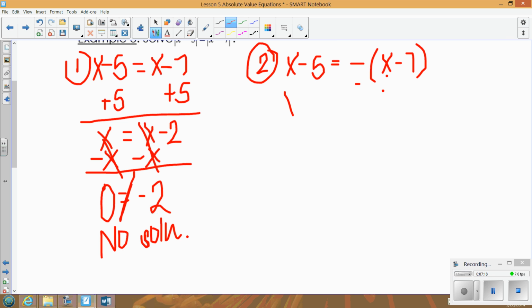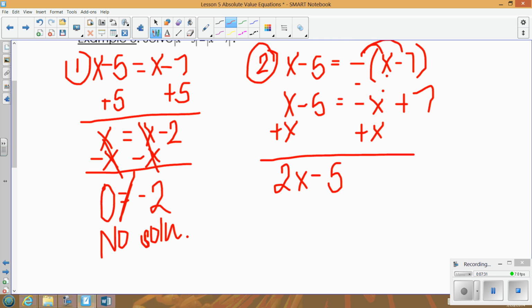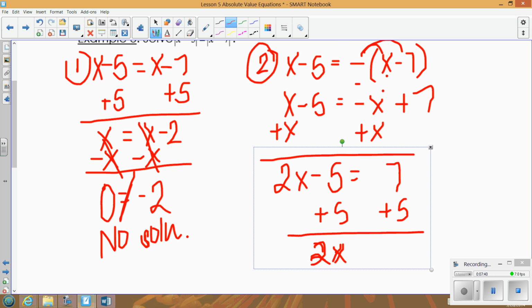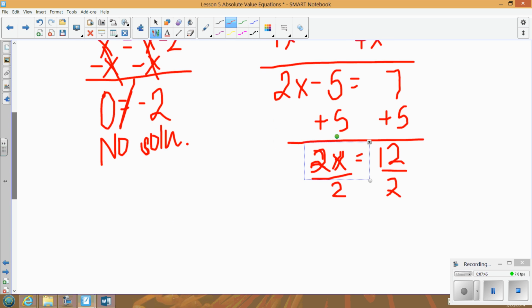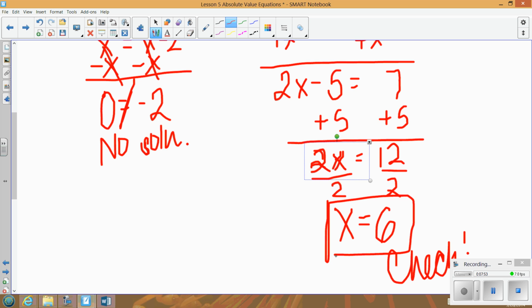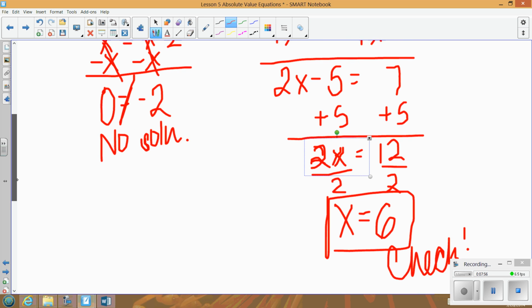So over here, first thing I need to do is I need to distribute that negative 1. It's going to be a negative x plus 7. Bring over the x, minus 5 equals 7. Bring over the 5. So 2x equals 12. Divide everything by 2. We get x equals 6. And then you have to check this solution. Make sure it actually works. And when you check it, it does work. So that means my solution to this is going to be x equals 6.